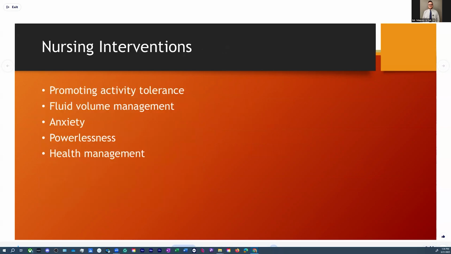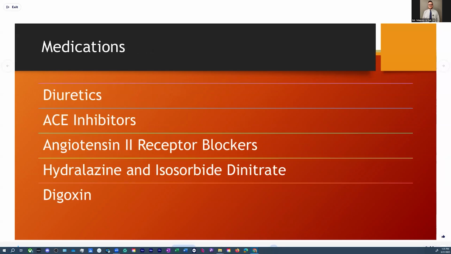Home management, we want to promote activity tolerance. That's the main problem with heart failure, is just general activity intolerance. We want to promote fluid volume management, so restricting how much fluid they take in a day. Also monitoring weight gain from fluid. One of the most need-to-know things for home management is that patients are going to monitor daily weights. That's going to be the best way to clarify their fluid volume status. Fluid restrictions, psychosocial anxiety, powerlessness, my heart's failing, and just general health management.